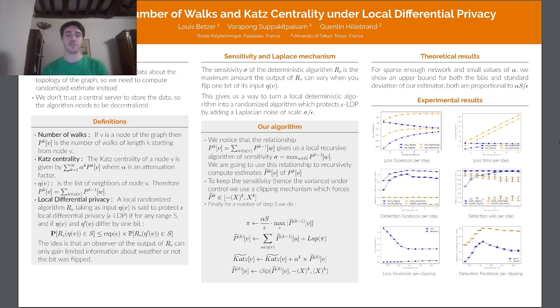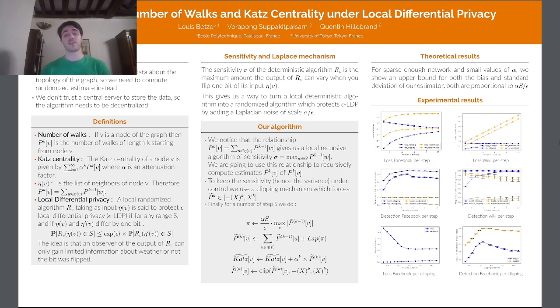And what we can notice is that this recursive relationship has a sensitivity sigma, which is the maximum over all nodes of the graph of the number of walks of length k minus 1. And so we have a deterministic algorithm with some sensitivities that we know. We are then going to be able to use this relationship to build a randomized algorithm which protects epsilon local differential privacy by recursively computing estimates of the number of walks of length k.